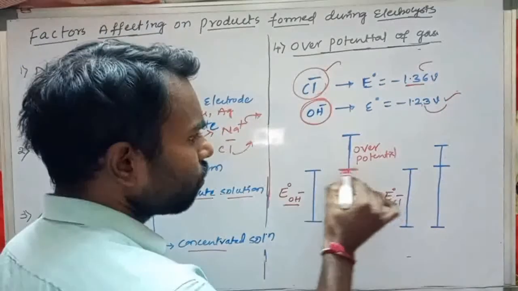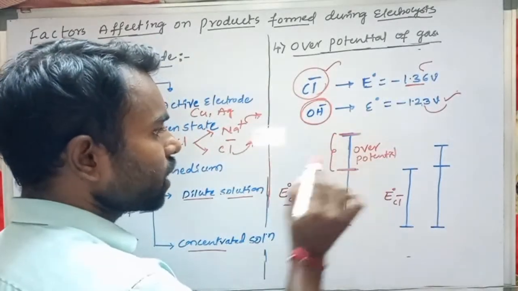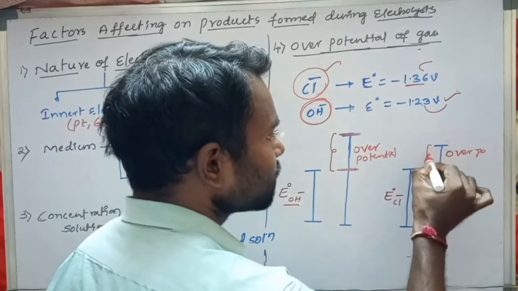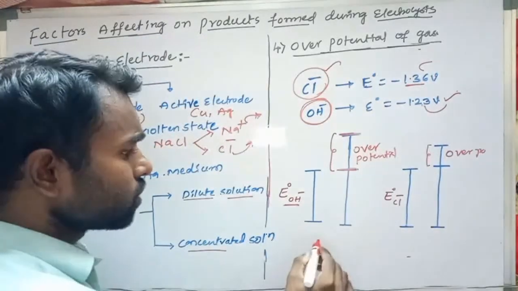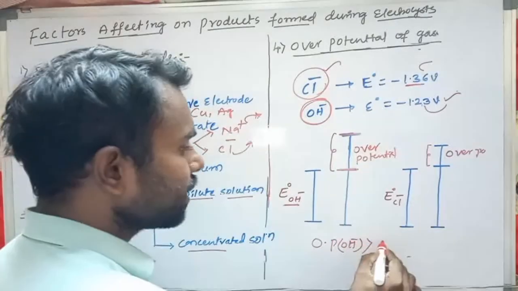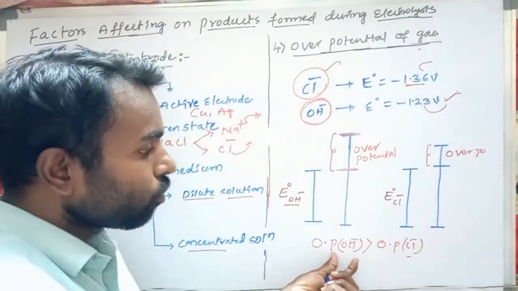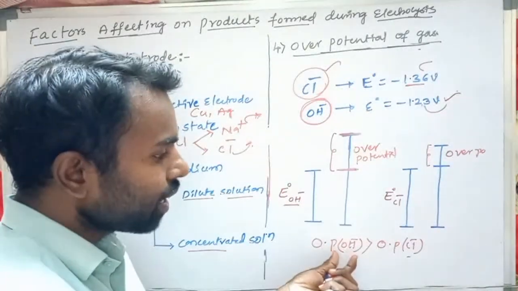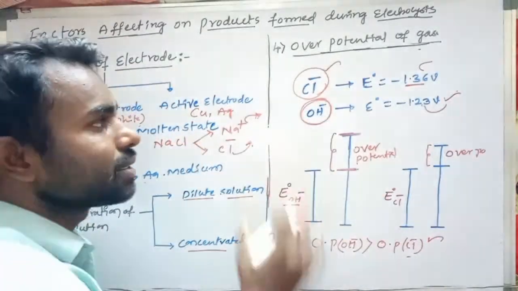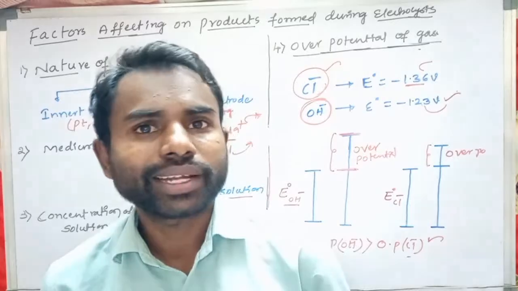So this is the over potential of OH minus ion, and this is the over potential of Cl minus ion. Means the over potential of OH minus ion is greater than the over potential of Cl minus ion. Because of the more over potential of OH minus ion, the Cl minus ion will deposit on the anode electrode. So this is one of the factors. This factor we mainly discuss in the case of OH minus ion.